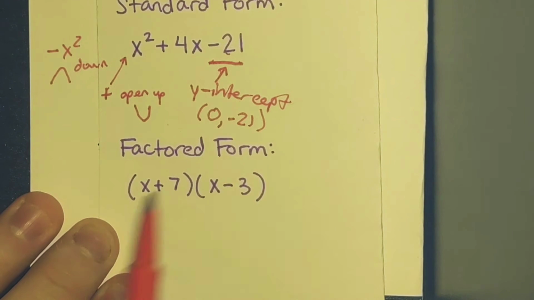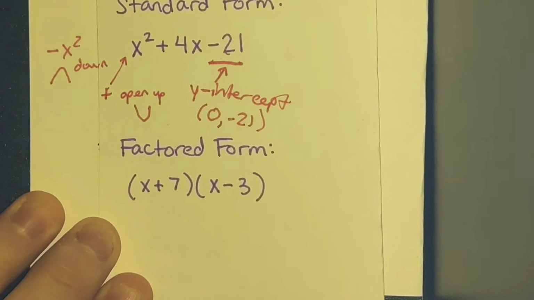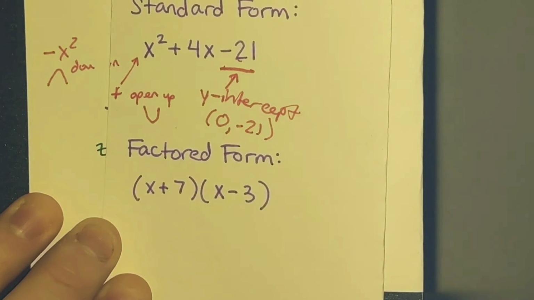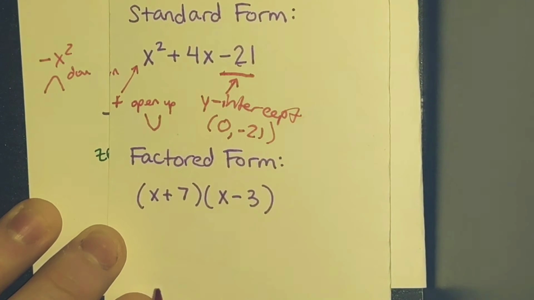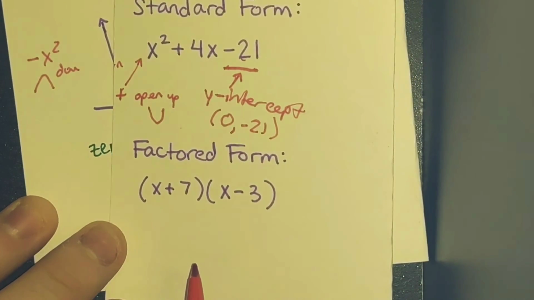The other form is factored form. Now, there are two things that we really haven't figured out yet. We haven't figured out the vertex, we haven't figured out the zeros, and I guess we also didn't figure out the axis of symmetry. So factored form is very useful in finding the zeros.